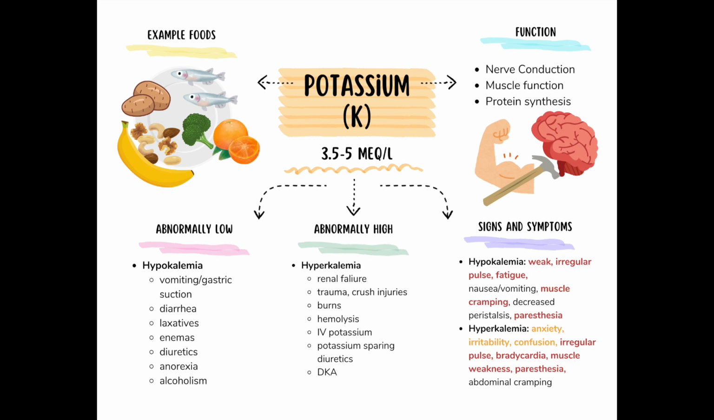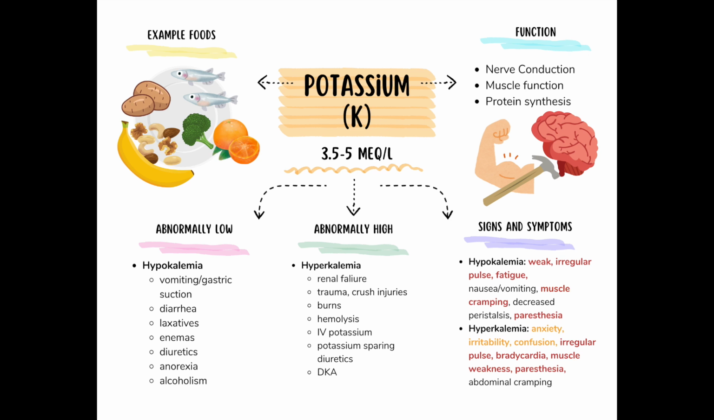The signs and symptoms that can go with hypokalemia are a weak, irregular pulse, fatigue, nausea, vomiting, muscle cramping, decreased peristalsis, and paresthesia. Think about the muscles and the heart being a muscle. When I think of potassium, I think of dysrhythmias. Well, when we're looking at our signs and symptoms, we see irregular pulse, muscle cramping. The heart is a muscle, so it makes sense that potassium is going to affect the heart when we don't have enough of it.